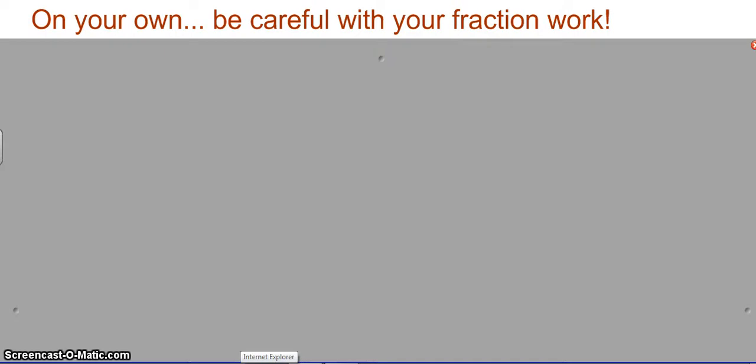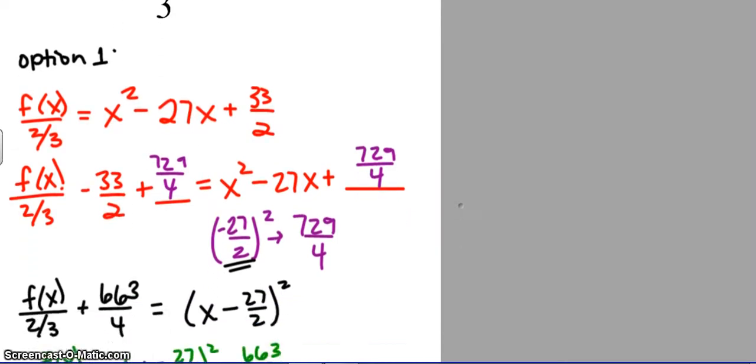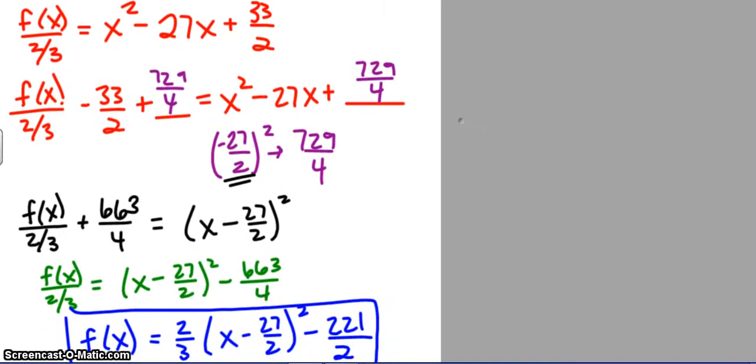All right, we're gonna go through and we're gonna talk through each one of these. Completing the square should be a process you're okay with. Your fractions just might have gotten a little bit messy. So first thing, divide everything through by 2/3. Use your calculator, let it help you, okay, to get that 33 halves.